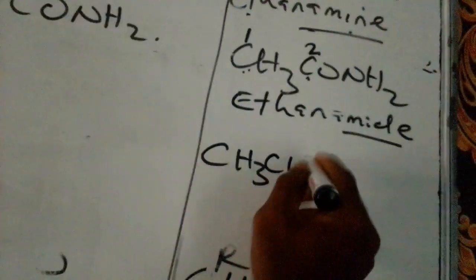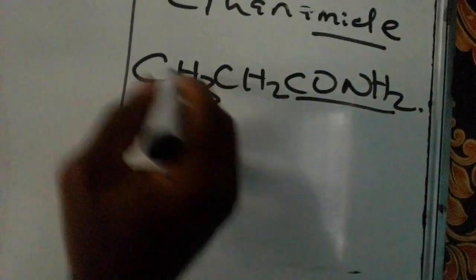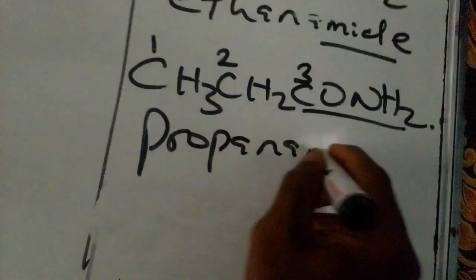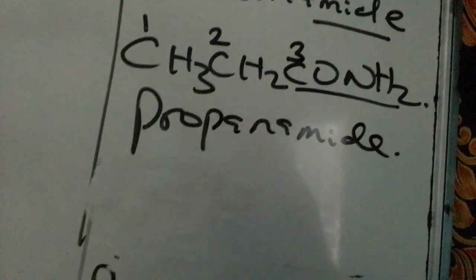Then another example, let's say you have CH3CH2CONH2. This one is an amide. Look at the functional group and identify the compound. 1, 2, 3 carbon. This is now called propanamide. You see that? The best way to identify an organic compound is to look at the structure, know the general formula, and know the functional group.